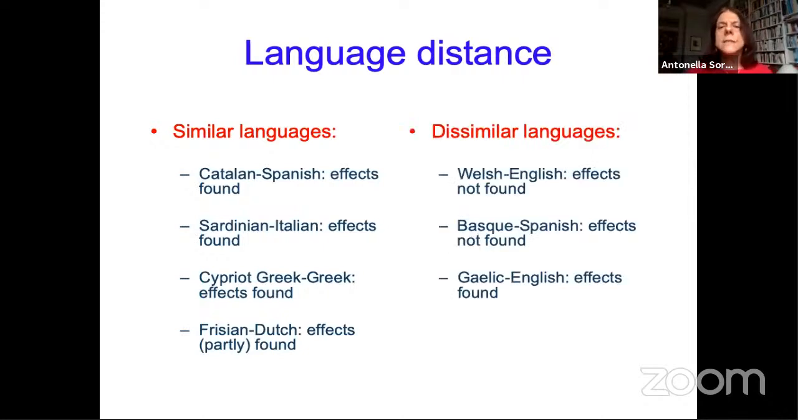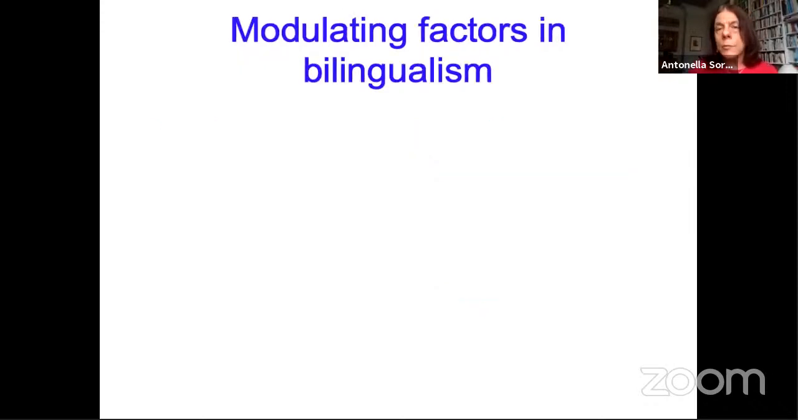For dissimilar languages, so Welsh English, Basque Spanish, Gaelic English, sometimes the effects are found, sometimes the effects are not found. This is another variable that is not completely understood, and we have to do more research on how this variable may affect the possibility of seeing effects, because it's also possible that if the languages are very similar, there's also not much need. I mean, everybody is likely to understand both languages, and so the need to inhibit one of them, regardless of whether it's a dual language context or a single language context, is not so great. So the two variables probably interact in very interesting ways that are not very well understood.